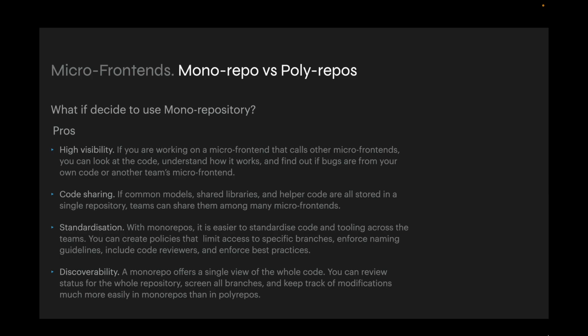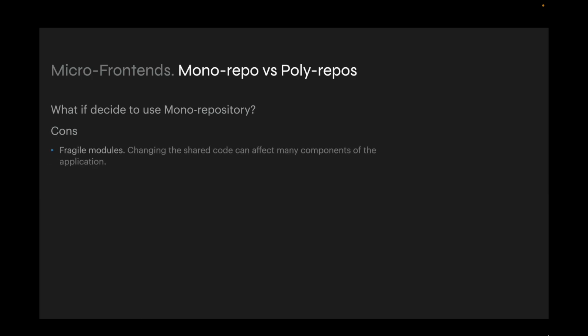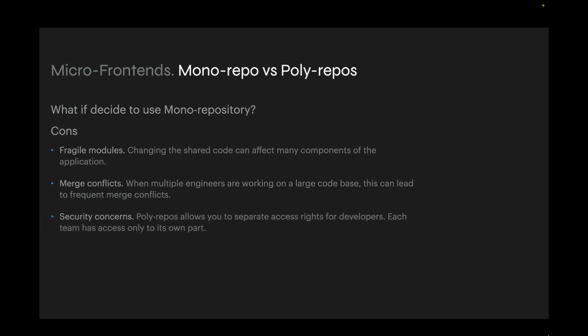It sounds good, but such an approach also has some problems. Fragile modules. Changing the shared code can affect many components of the application. Merge conflicts. When multiple engineers are working on a large codebase, this can lead to frequent merge conflicts. Security concerns. Poly repositories allow you to separate access rights for developers. Each team has access only to its part. With mono-repositories, it's not possible, or at least not very easy.